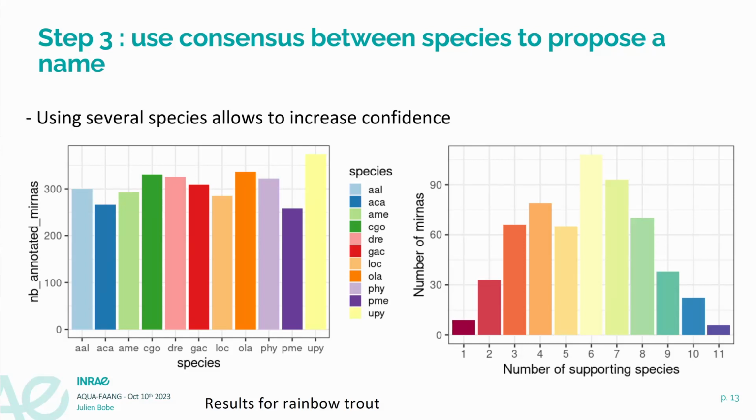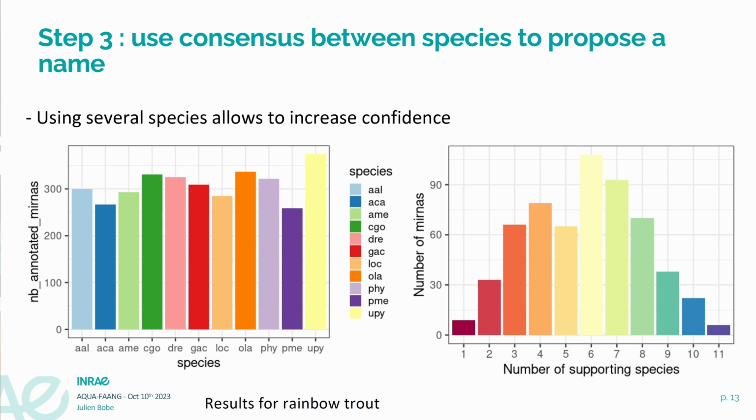This is the result we got for rainbow trout. Here are all the species that we have in the pipeline, and you can see the number of annotated microRNAs. The way to read it is that for rainbow trout, we have 300 microRNAs that can be annotated based on this species. You see that the most contributing species is Umbra pygmaea, the sister group of salmonids just before the duplication, so it totally makes sense.